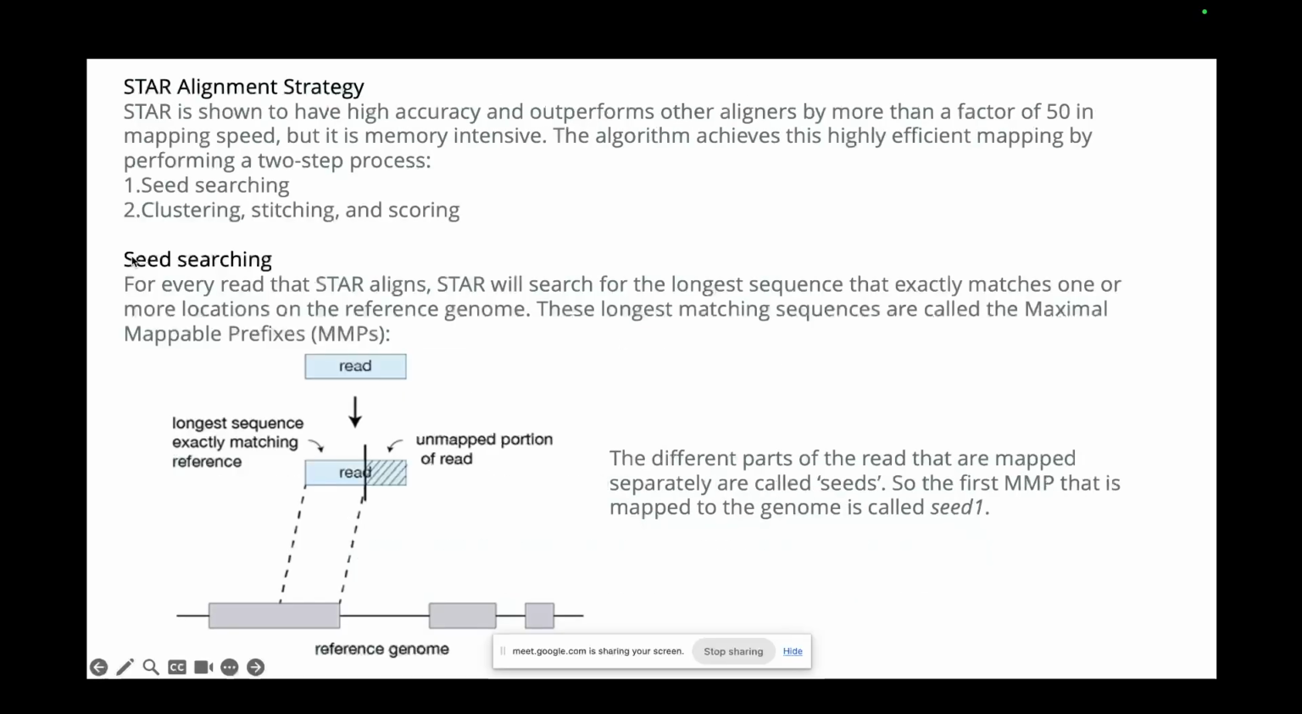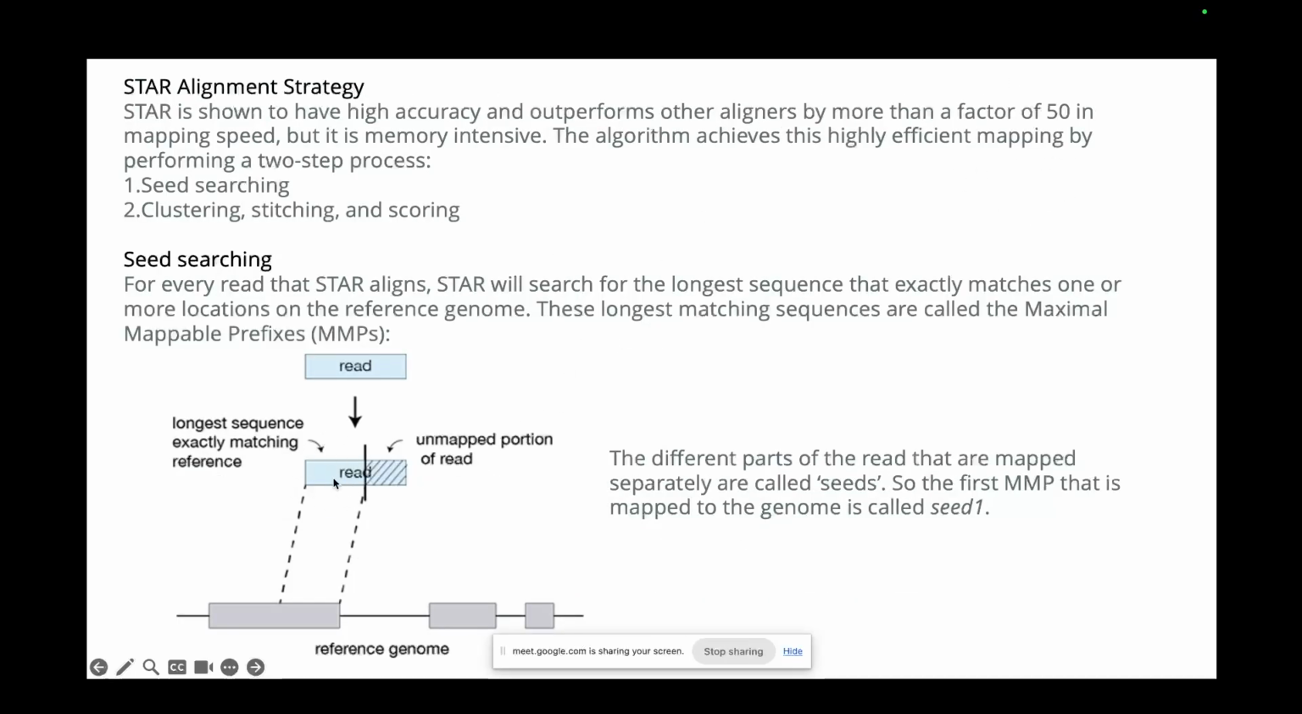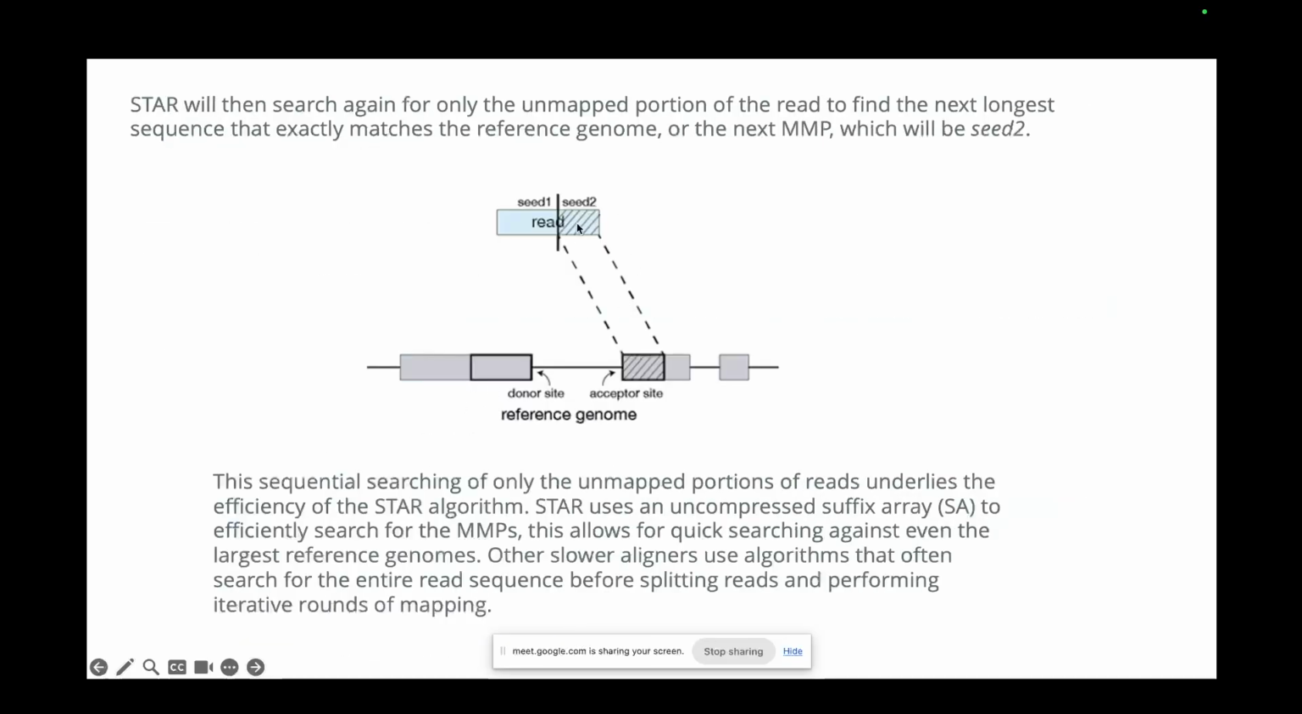So what will happen is, after the longest match is identified, then it will search again, but only for the unmapped portion of the read to find the next longest sequence that exactly matches the reference genome, which will be seed 2. So if you understand properly, this is the whole read. Part of the read aligns here, the other part of the read actually aligns here.